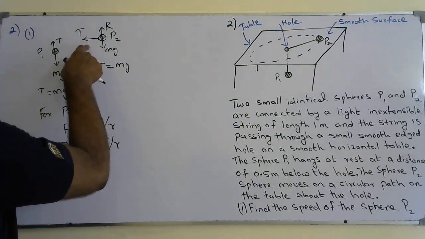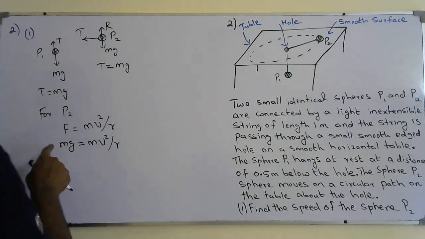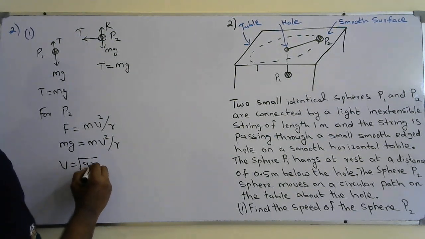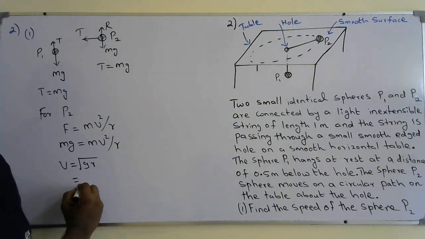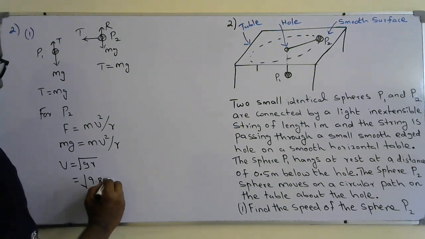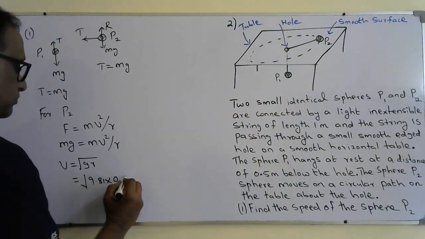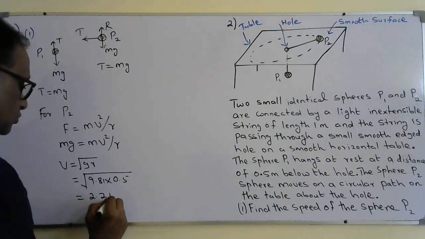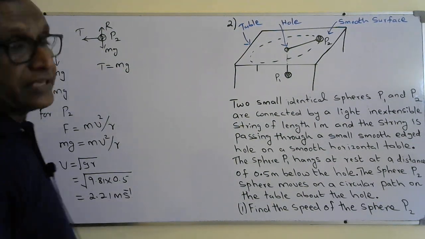So mg is the centripetal force for P2. mg equals mv squared over r, and m cancels. Cross multiplying, v is going to be the square root of gr. That's the square root of 9.81 times the radius of the orbit, 0.5. Solve it and you will get the answer, 2.21 meters per second. That's the speed of the sphere P2.